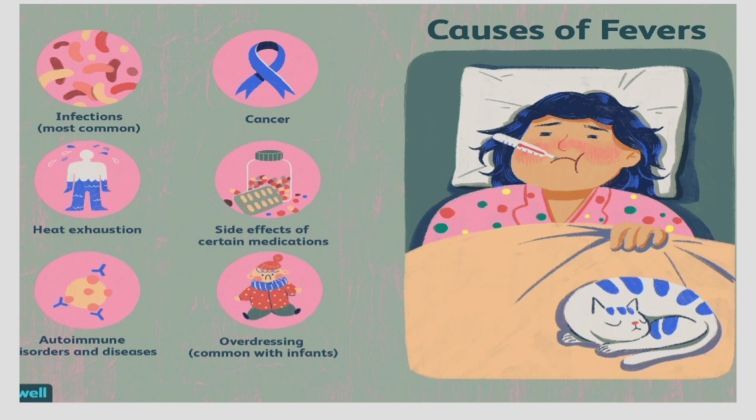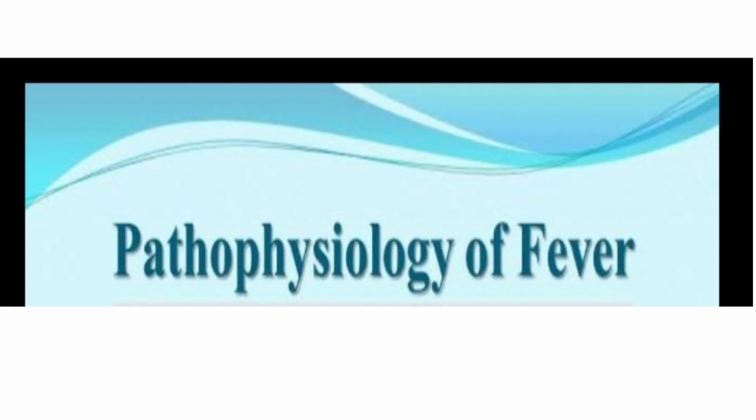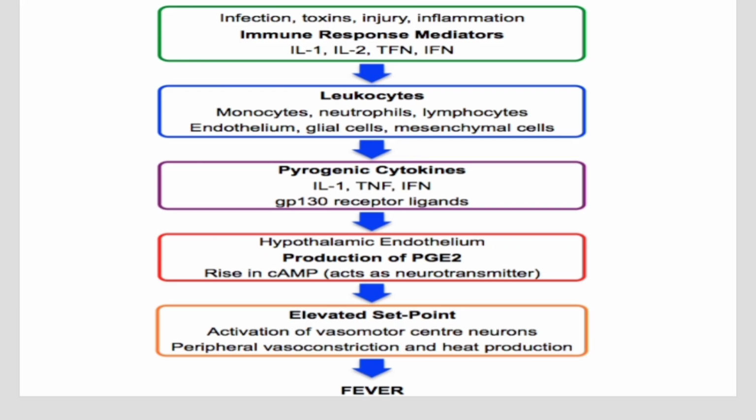So in the next slide we'll discuss the pathophysiology of fever. Here, pathophysiology means the functional changes that accompany a particular symptom or disease. This slide gives some examples: infections, toxins and inflammations. These all mediate a response in the immune system, that is in our antibody, and this leads to the release of leukocytes. Leukocytes are a part of the body's immune system.